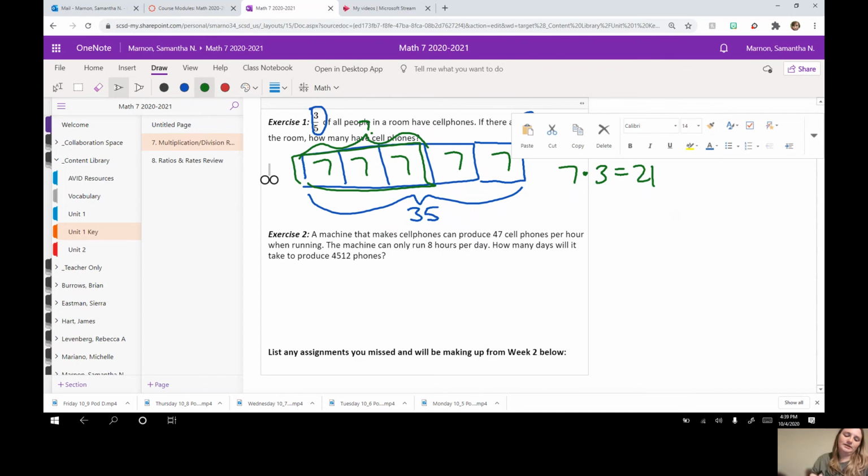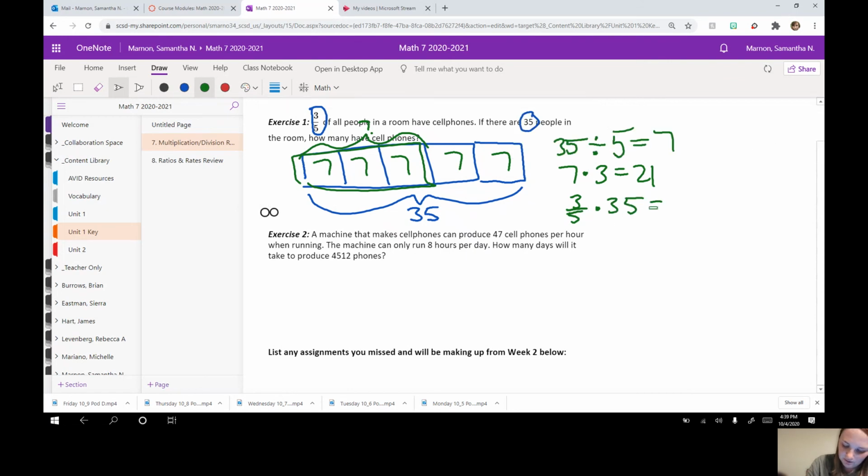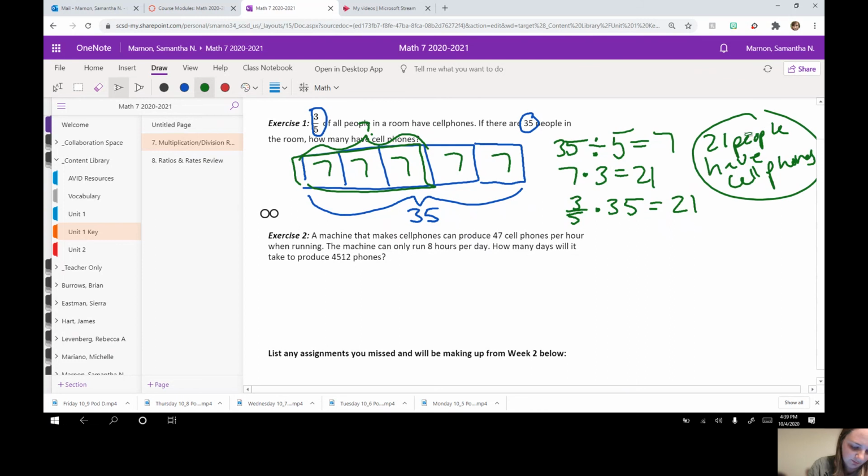The other way we can do it is it's actually a multiplication problem. You can just do 3/5 multiplied by 35. You can type that in our Desmos calculator or whatever way you would want, but you would still get 21. But overall, you can say 21 people have cell phones. So pick the way that makes the most sense to you. And you can pause the video and then go complete this on your own in your class notebook. It'll be on Unit 1, page 7. So pause the video, go do the work for this problem right now.